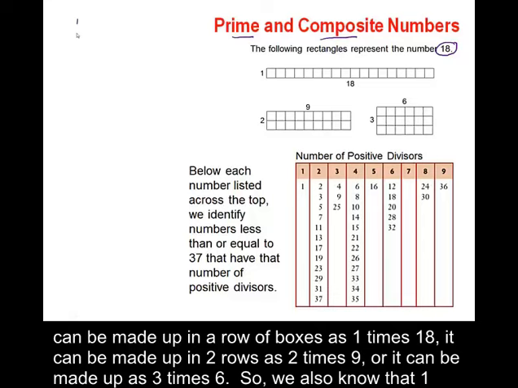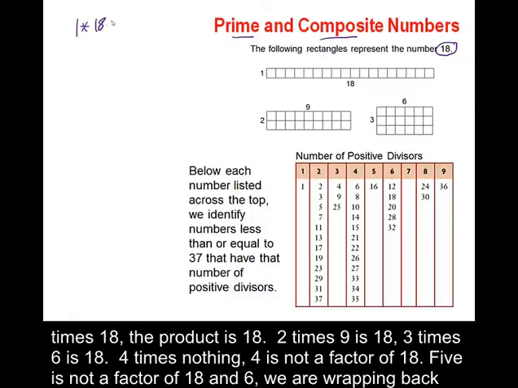So we also know that 1 times 18, the product is 18. 2 times 9 is 18. 3 times 6 is 18.